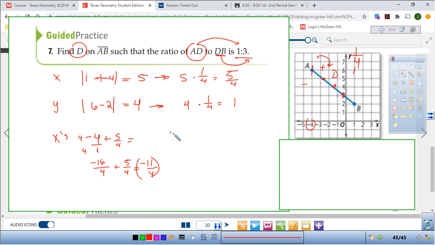My y values, let's look at the y's. I think this is going to be really easy, right? For the y's, we're going from this to the B. So what's my y value here? 6. So we're going to go from 6, and we're going in the negative direction, -1, which is really simple, 5. So my final coordinate for letter D, right here, is going to be -11/4, and then my +5.